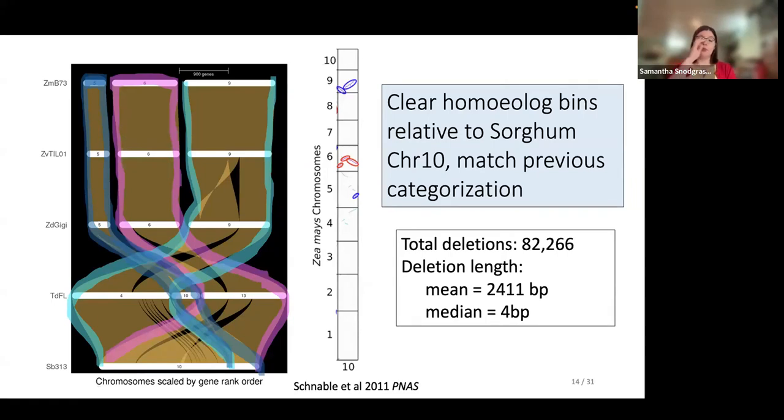And so we were able to call deletions across all of these bins, across these genomes, so that we got a total of 82,000 deletions, thereabouts. Now, these deletions are mostly small. The median is about 4 base pairs in length. However, there's a very long tail, which you can see with that mean of about 2,400 base pairs. So a lot of really small deletions with a few really large ones.